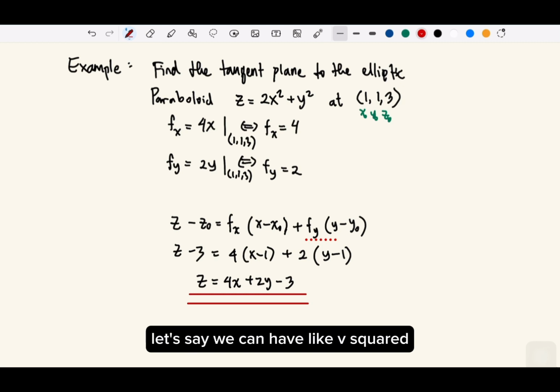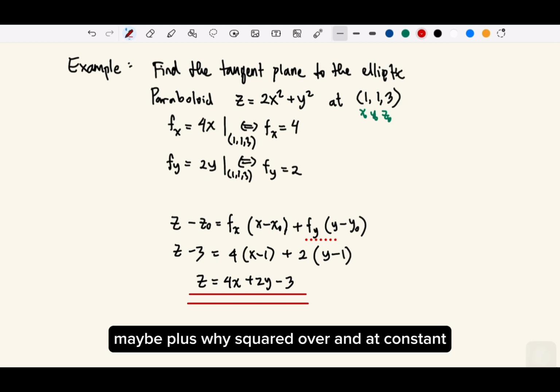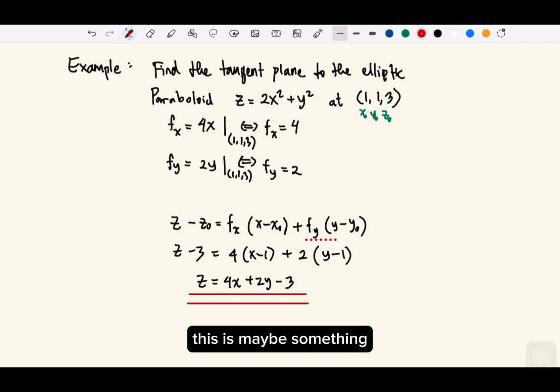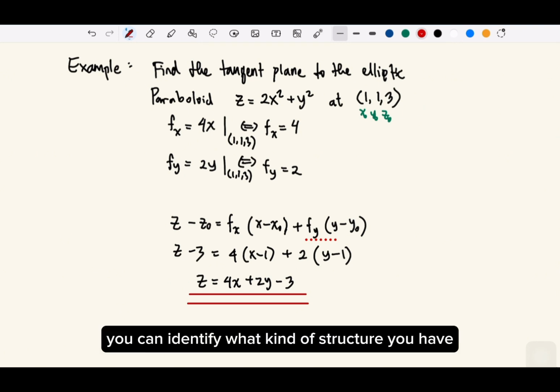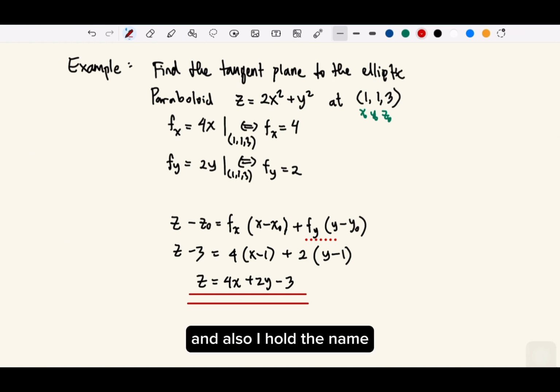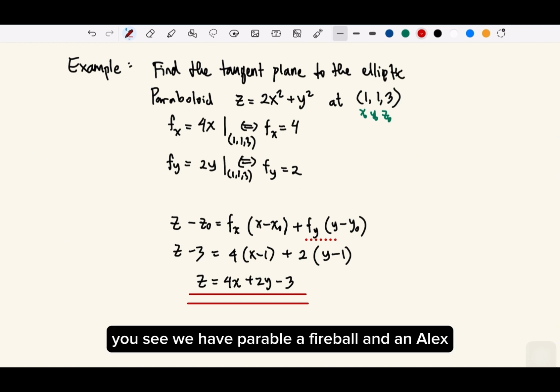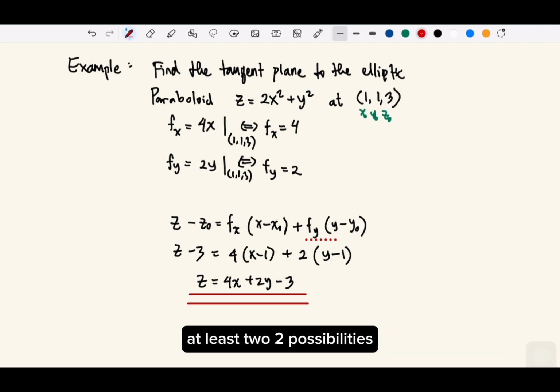Let's say we can have z squared and then plus x squared over some constant, maybe plus y squared over another constant. Let's say a. This is another type of structure, right? You will see that this is ellipse, ellipse, another ellipse. So it's all ellipse all around. So I hope you can identify from the equations what kind of structure you will have. And I hope the name. You see, we have parabola, and then an ellipse. So elliptic paraboloid. You get the parabola having at least two possibilities.